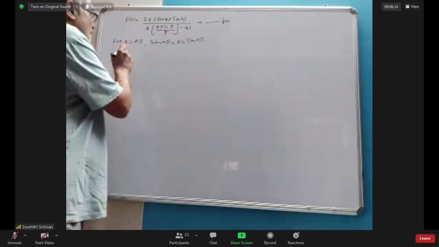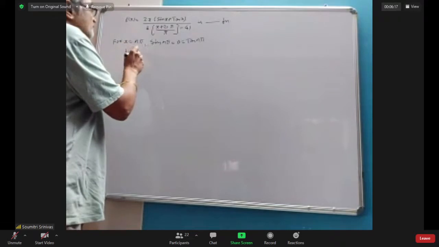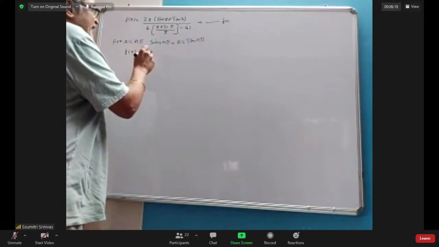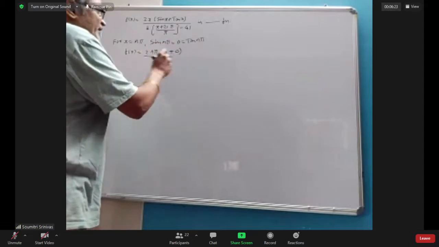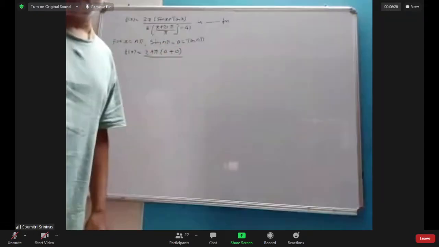Therefore, what is your f of x? x is n pi. Sin n pi is 0. Tan n pi is 0.